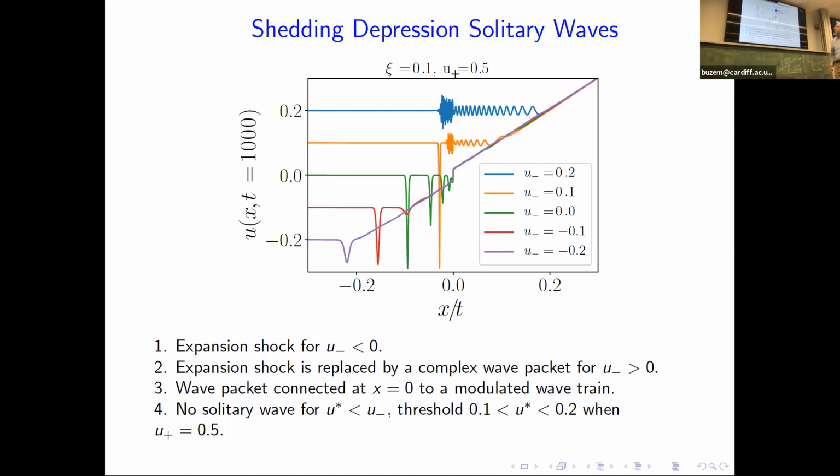If I increase U minus further to 0, I still have the shedding of the solitary waves. But at 0.1, I get a single solitary wave, this orange one, and then something else which we'll call a linear wave. And then finally at U minus 0.2, the solitary wave's gone, and we're just left with the linear wave. Okay, so it's this picture that I want to explain, and it'll take me a couple of hours, but I've got about 25, 35 minutes.